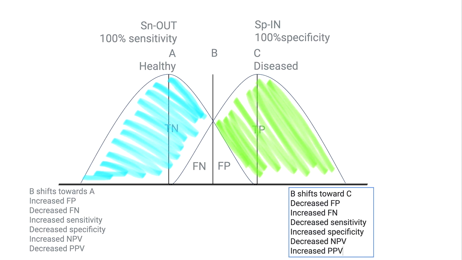Now, if you remember, the equation for positive predictive value was true positive over true positive plus false positive. So false positive is within the denominator. So when there's a decrease within the denominator, the positive predictive value will increase.